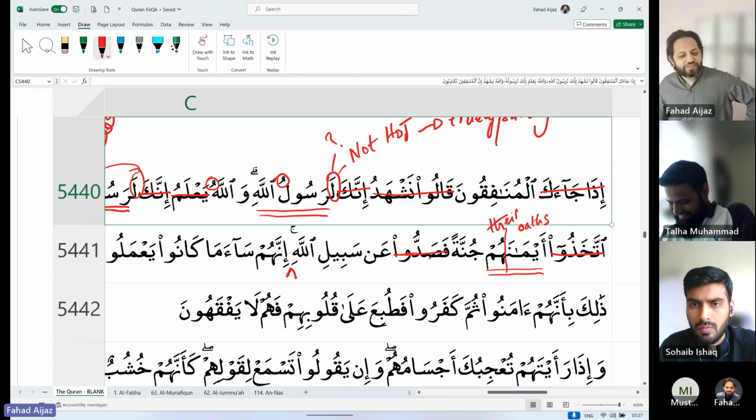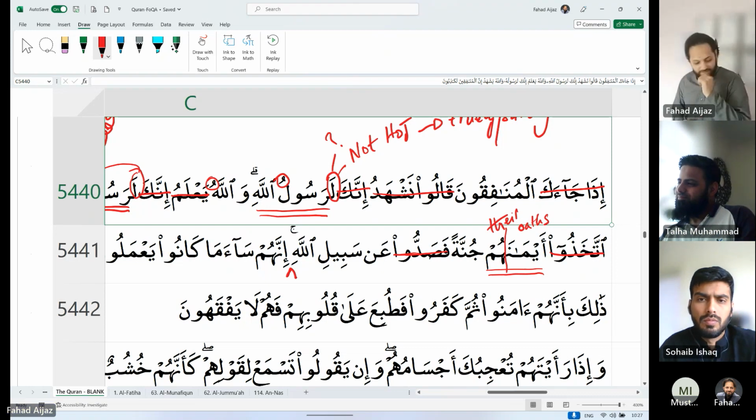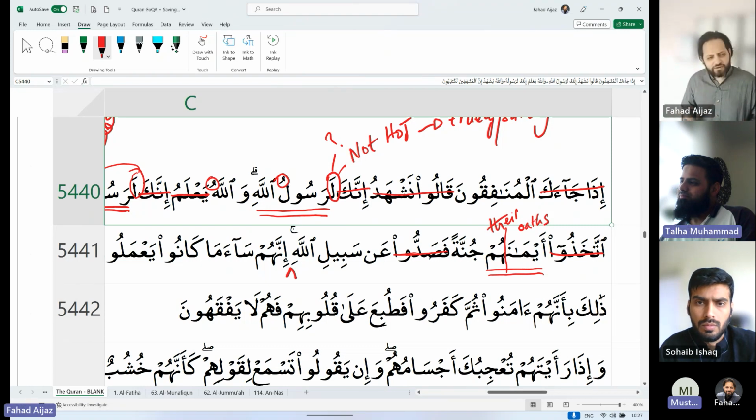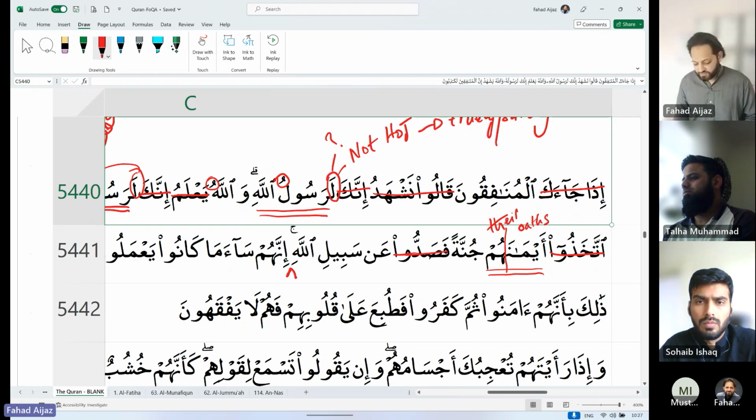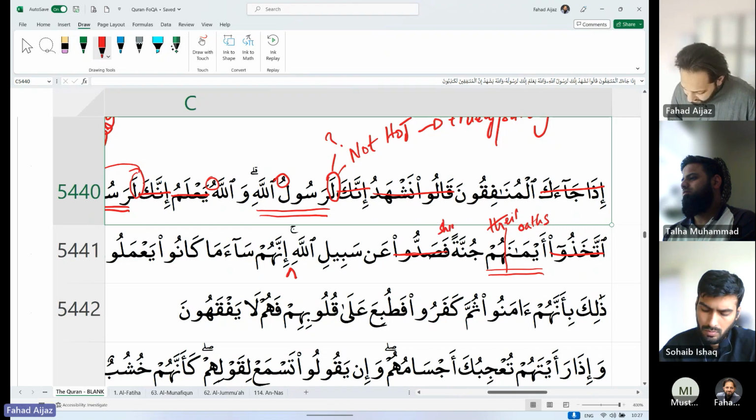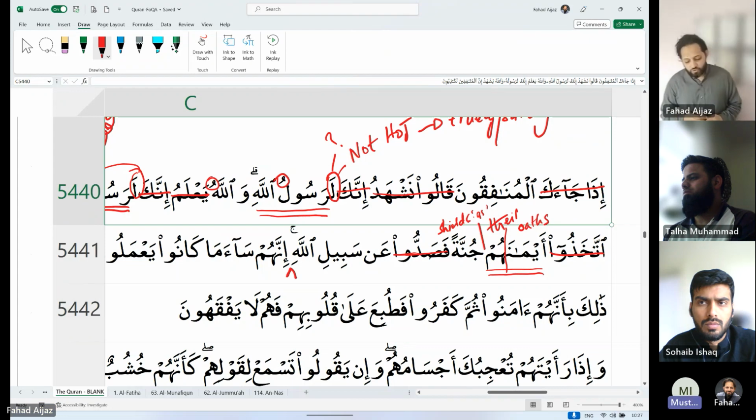Okay. Aymanahum, their oath. So it's an idafa fragment. Correct. Perfectly spotted. Junnatan. Is there any fragment operating here? No, it's just a single word. Right? Junnatan actually means shields. And there is a hidden word here: their oaths as shields. I mean, we'll learn these things later on.